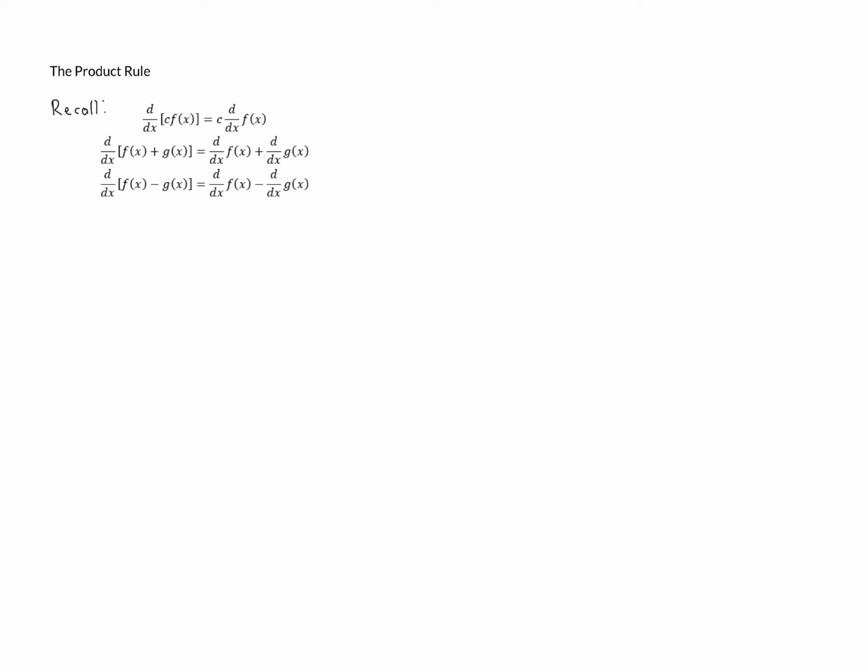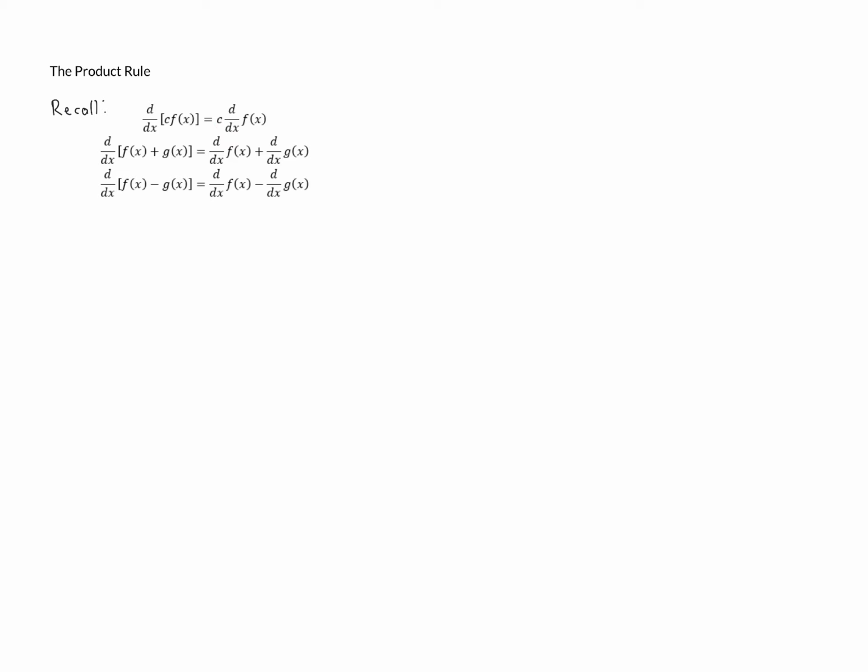Well, hello, hello. Today I want to talk about the product rule, which is going to be another rule of differentiation that allows us to differentiate functions that are products of functions that we already know how to differentiate. Now, I want to recall some rules that we're already aware of for taking derivatives. If we have the derivative of a constant times a function, we can pull the constant out front and multiply that by the derivative of the function.